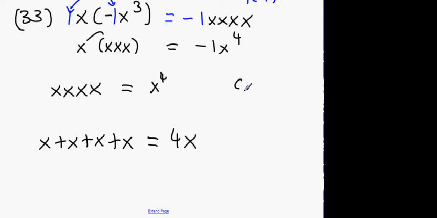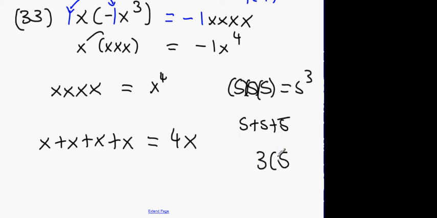So for example, if I have 5 multiplied by 5 multiplied by 5 like this, what does that come out as? 5 to the power of 3. But if I have 5 plus 5 plus 5, it's the same thing as 3 multiplied by 5, which is 15. So they're two completely different things, multiplication and addition.